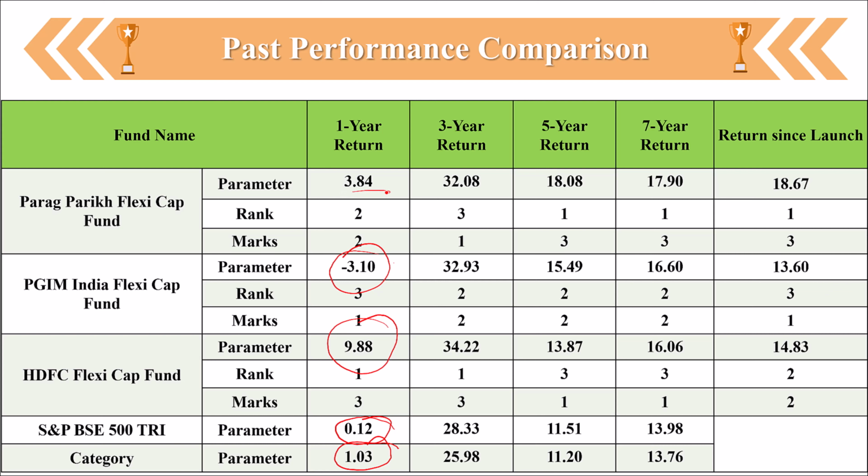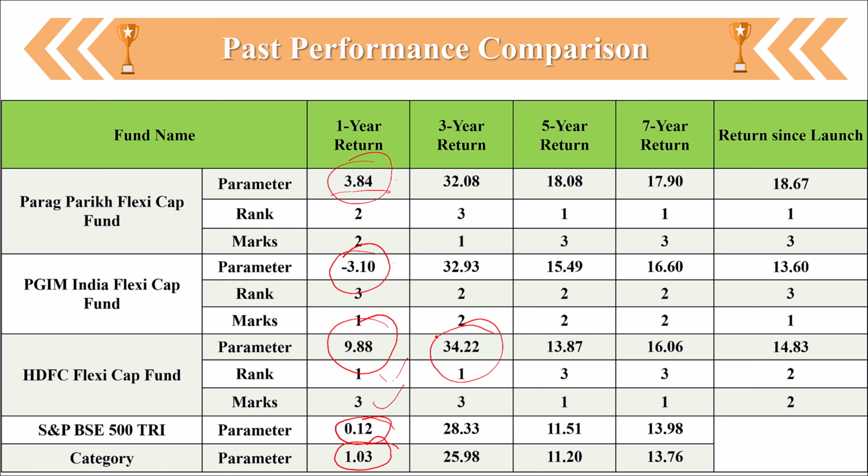You already know that the Parag Parikh Flexi Cap Mutual Fund also has international exposure, and in the past 1 year, the Nasdaq performance has not been quite good. That's why this past performance looks very subdued. Next is the 3-year return basis. You can see that again the SDFC Flexi Cap Mutual Fund has given a very good return as compared to the category average, and that's why it has been ranked 1. Marks 3 have been allocated.